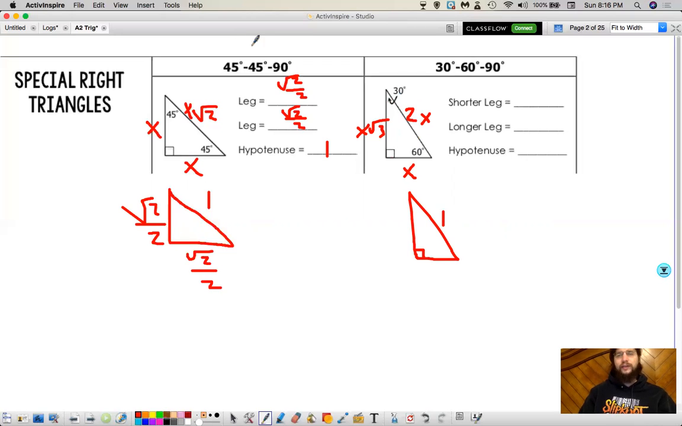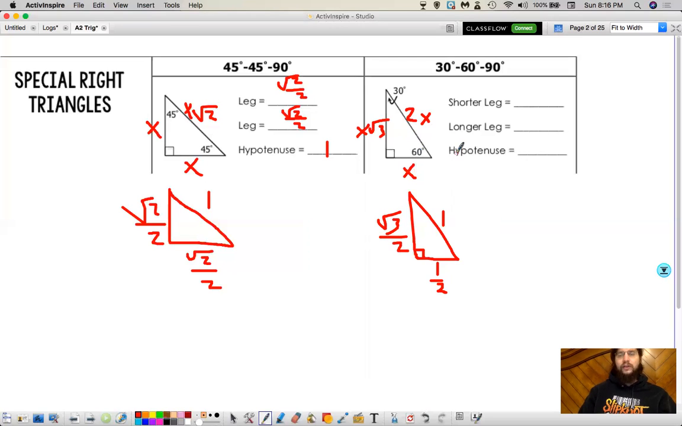Guys, this is not whatever. Always go from whatever you're given to your short leg. Don't try and go from hypotenuse to long leg. It's just not going to be pleasant. So to get to my short leg, I divide by 2, I get a half. And if I go a half times square root of 3, well, that's square root of 3 over 2.